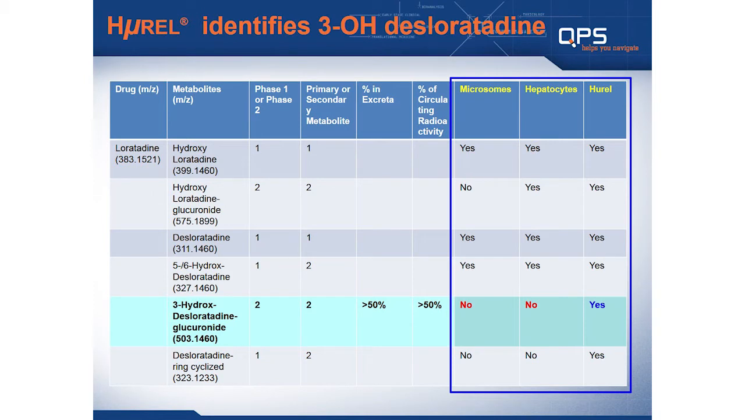And as you see here, and just as we saw 4 years ago at Schering, the metabolite was not generated in either the microsomes or the hepatocytes. But the 3-hydroxy metabolite is generated in the Hurel model, the first time I have ever seen it generated in any in vitro system.